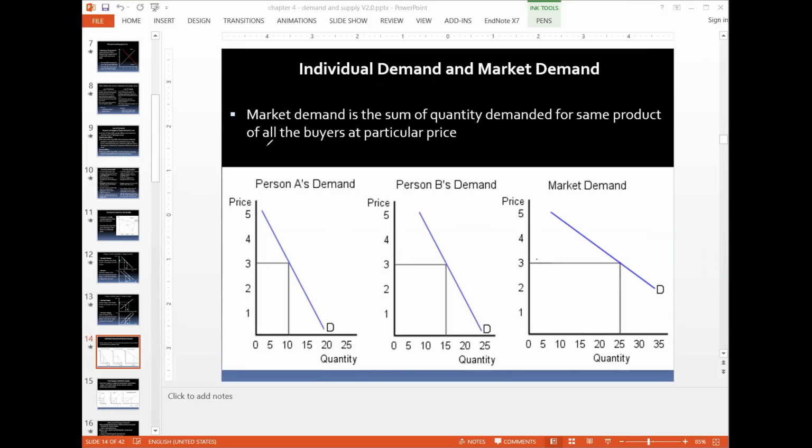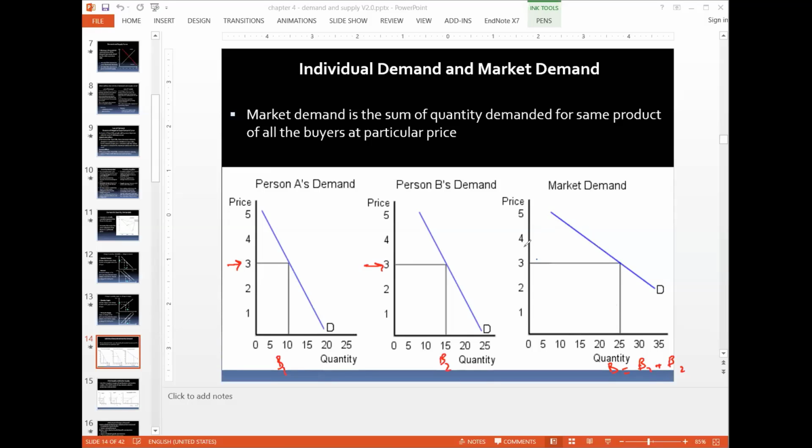Okay, so market demand is a sum of quantity demanded for the same product for all the buyers at a particular price. It means that for a given price, like if price is 3, if we add the demand of buyer 1 and buyer 2, it will become total demand. So total purchase is B1 plus B2. The first buyer is buying 10 units at price 3. The second buyer is buying 15 units at price 3. So if we add them, it becomes 25 units. So the total demand is 25.